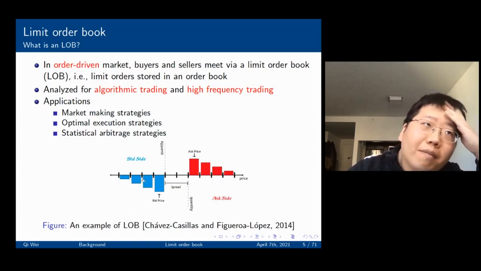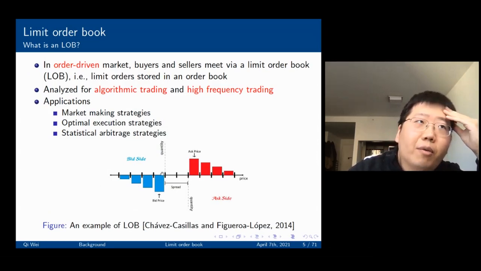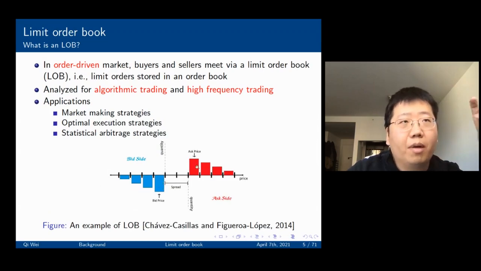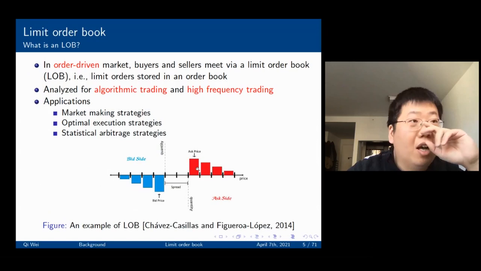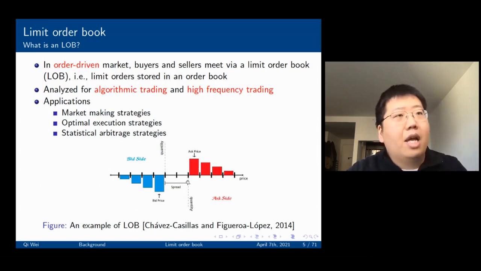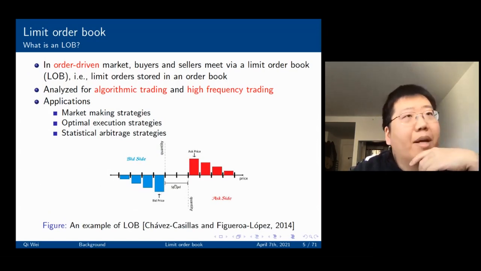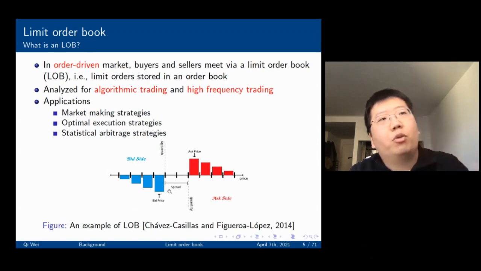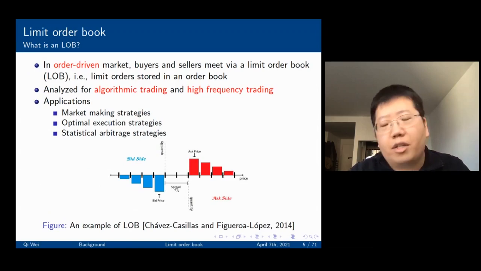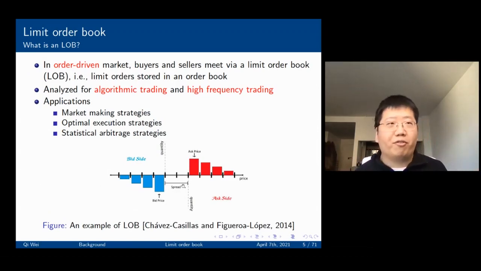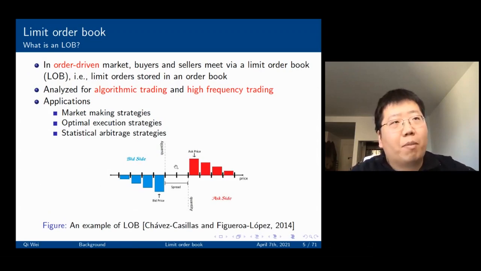For each price level, the height of the color bar represents the quantity of the order you are placing. So naturally we will have the so-called best ask price and the best bid price. The difference between this best ask and the best bid, we call the spread. Naturally, when you try to buy a stock from the market, the price you see is something like the middle price, the average between the ask price and the bid price.